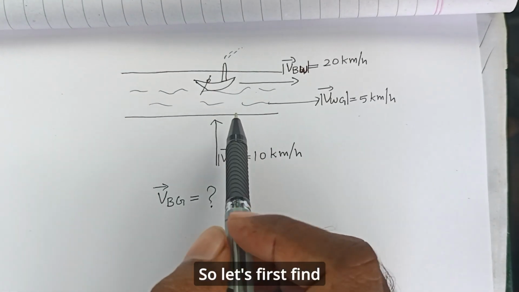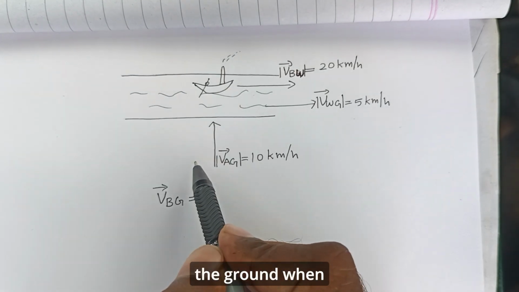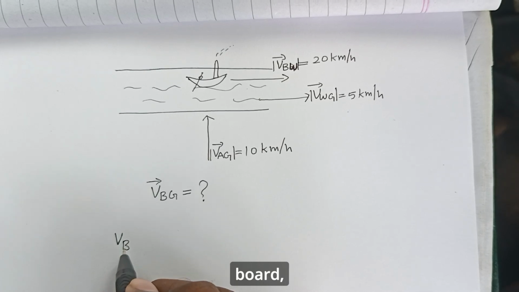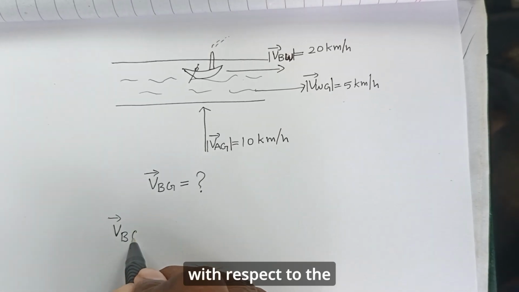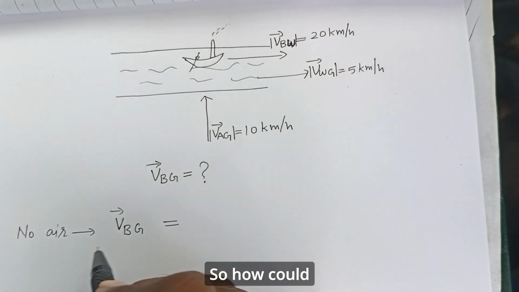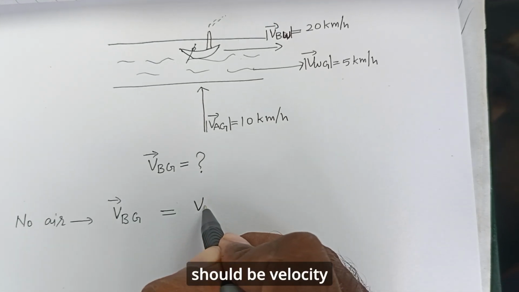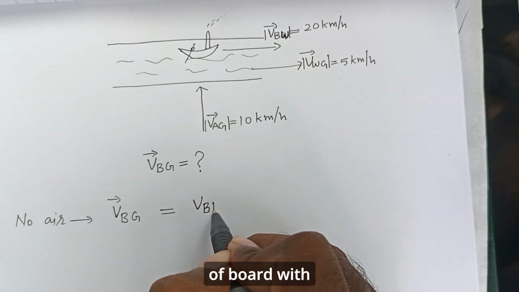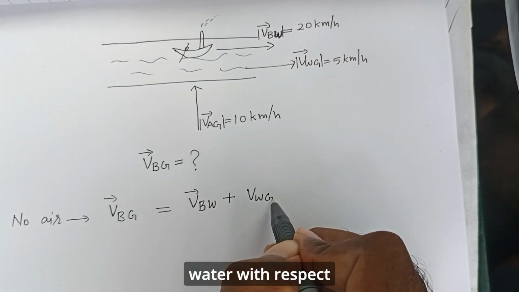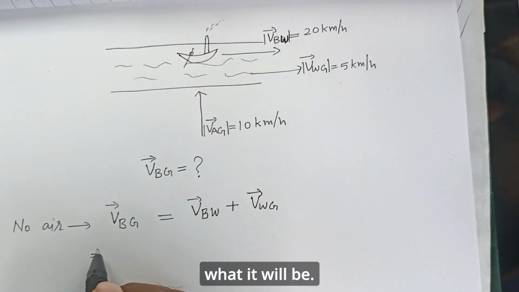Okay, so let's first find the velocity of the boat as observed from the ground when there is no air. The no air case. So how could we do that? The velocity of the boat with respect to the ground should be the velocity of the boat with respect to the water plus the velocity of water with respect to the ground. This is the formula for this question. So let's find out what it will be.